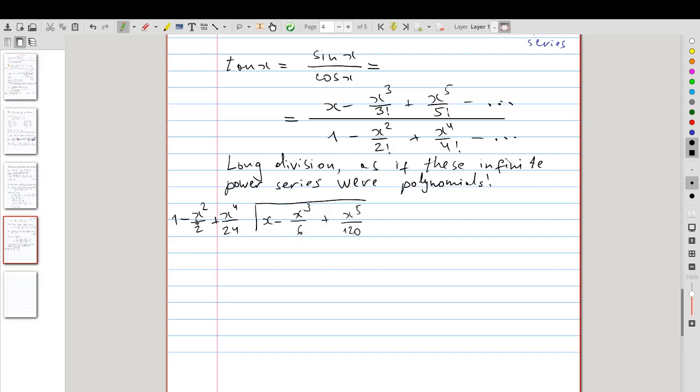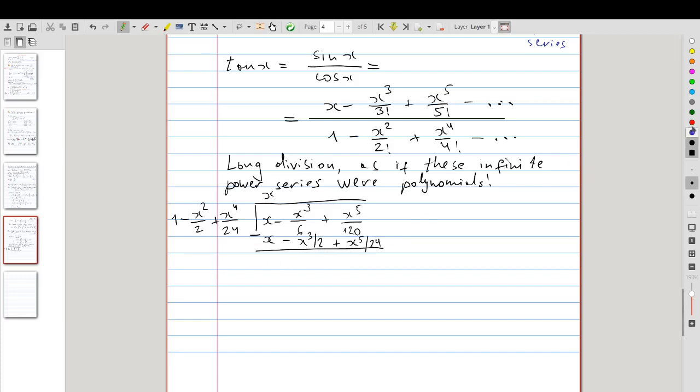So the result of dividing x by 1 gives us x, and then we subtract x times 1 minus x squared over 2 plus x to the 4th over 24. The product of this x with this expression. We're subtracting x minus x cubed over 2 plus x to the 5th over 24.